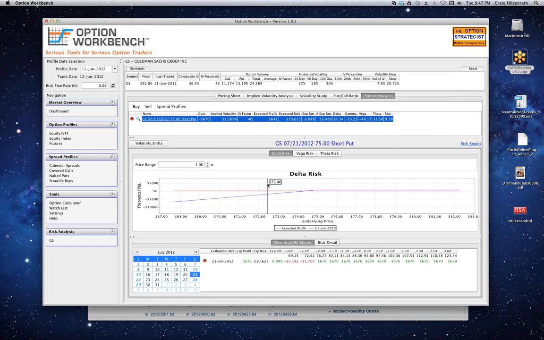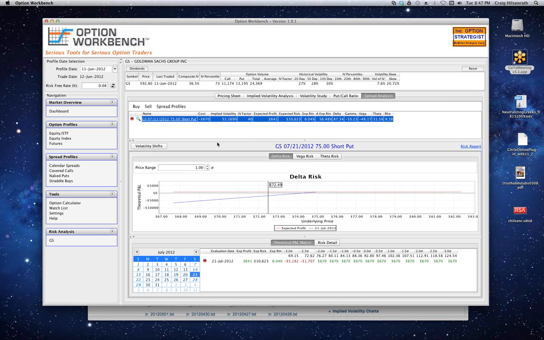And this is where we get into comparing strategies and doing scenario analysis. Okay, it's 10 to 9. I'm a little slow here.